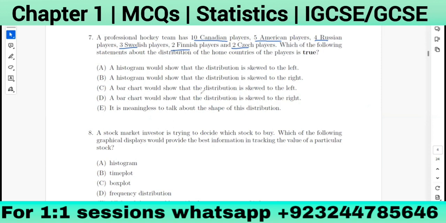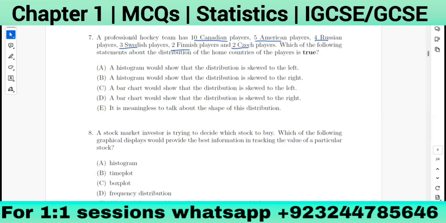It is skewed to the right since the numbers are decreasing. Okay, let's see this. They're saying a histogram would show the distribution is skewed to the left, skewed to the right.